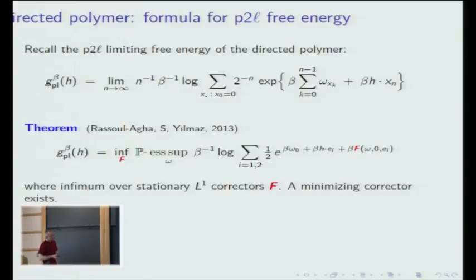All right. So there's a formula for the positive temperature polymer, the point-to-line case. There's a corresponding formula also for the point-to-point case, but let me leave that out and just focus on the point-to-line case to keep this a little bit under control here. So let's next go to the percolation case.